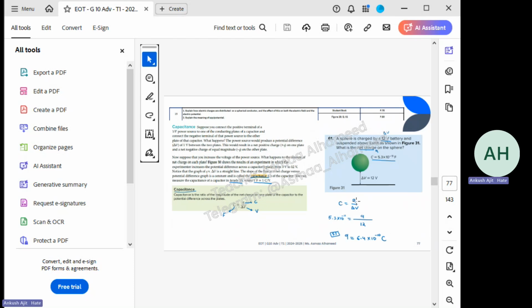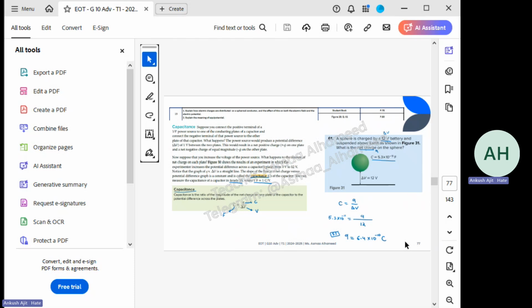The capacitance is C equals Q upon delta V. So this is C, 5.3 into 10 raised to 11, Q upon 12. This also we have, right? Okay, capacitance is a new formula. This also you have to remember. Probably this will be given in the paper or not, I'm not sure, but you should know this.